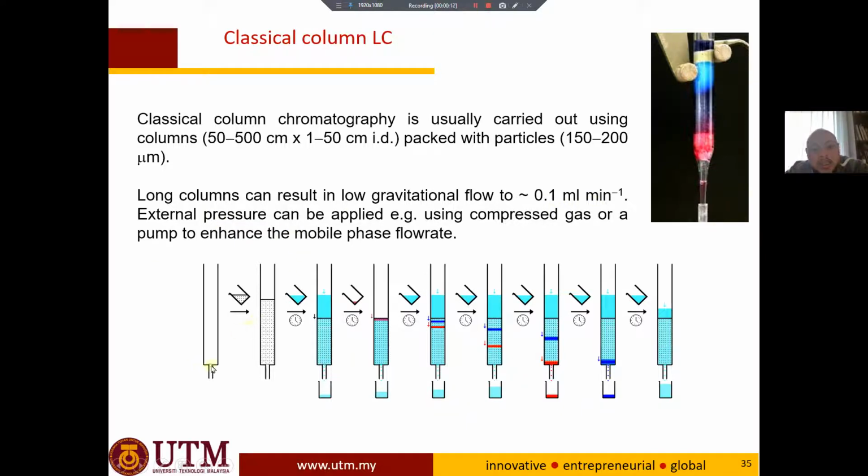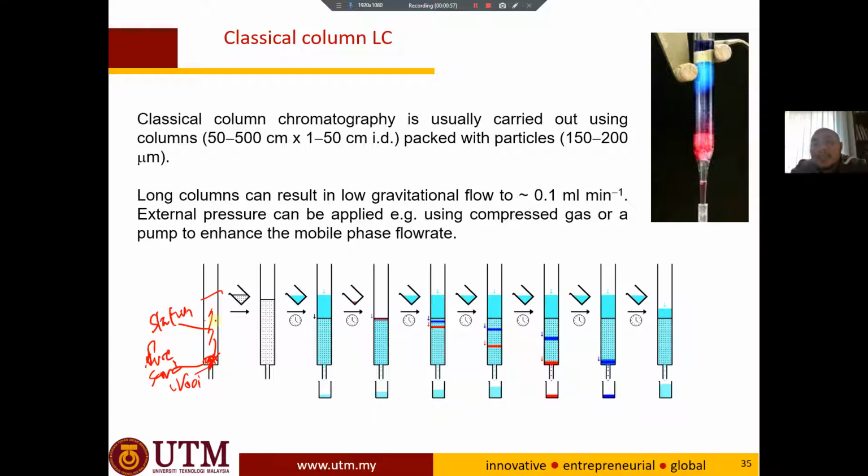Usually at the bottom here, you will put the cotton wool, and then we put a layer of purified sand, not the sand that we collect outside of our house, where maybe we can observe the poo of our cat. No, not like that. So after the wool is the purified sand, and after that we put our stationary phase.